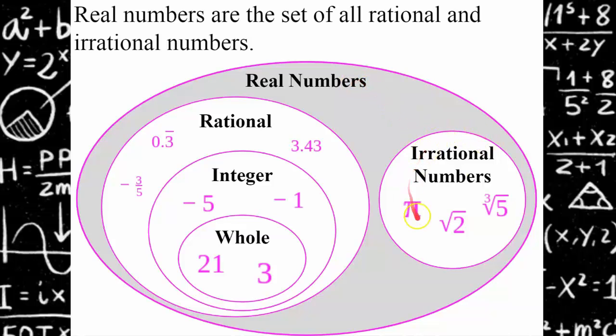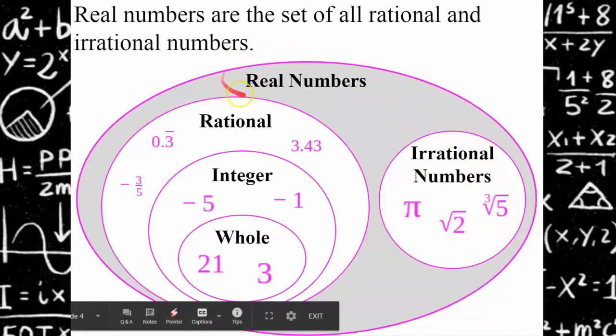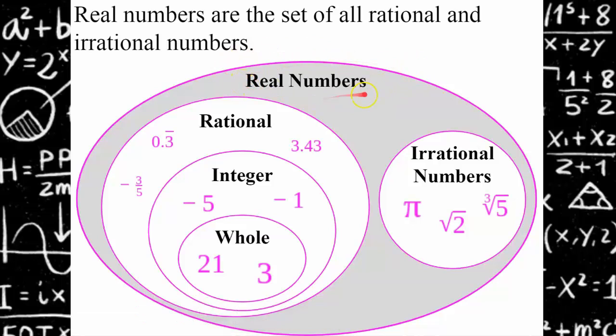Notice that this circle of irrational numbers is in the Venn diagram in the set of real numbers as well. The cube root of 5 is a non-perfect cube. If you calculated that on your calculator, it is non-terminating and non-repeating. Therefore, it's irrational and real.